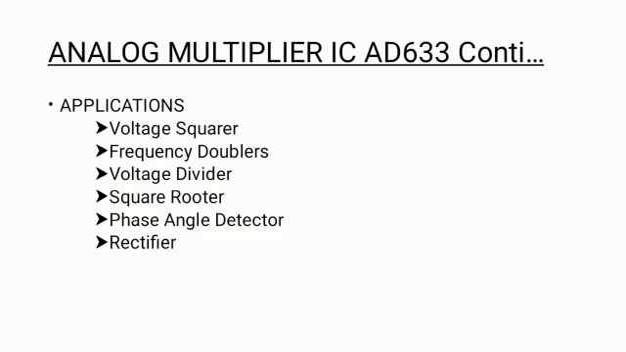These are the applications for analog multiplier IC: voltage squarer, frequency doubler, voltage divider, square rooter, phase angle detector, rectifier.